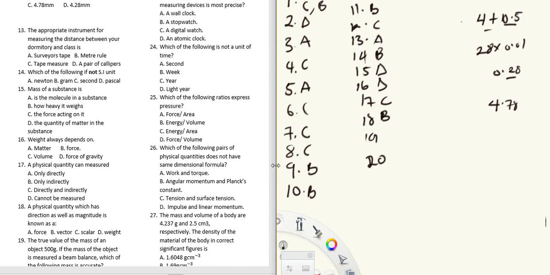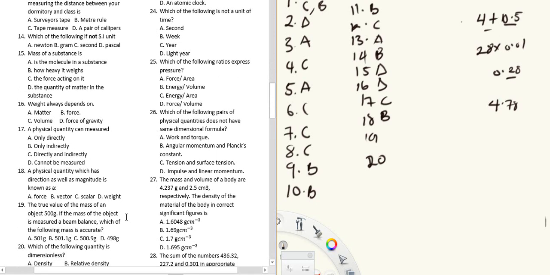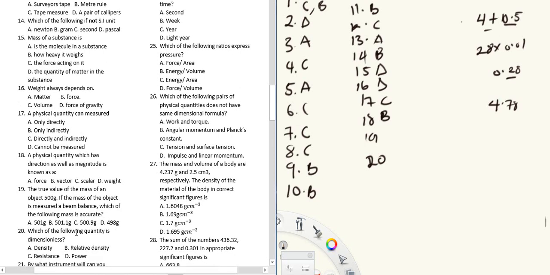B. And then when you come to 19. A true value of the mass of an object is 500 gram. Sorry, let me read again. If the mass of the object is measured by a balance, which of the following masses is accurate? So here it's supposed to be "by". Okay, which of the following is accurate?